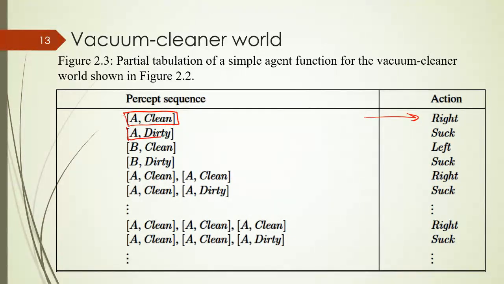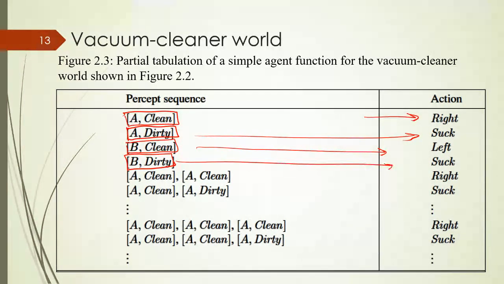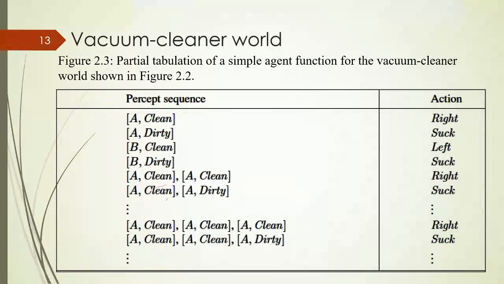If you are in A and it's dirty, then suck up. If you are in B and it's clean, move left. If you are in B and dirty, suck up. If you are in A and it's clean, go to the right. If you are in A and A is dirty, just suck up. And you can add more and make it more and more complicated. You can create a table to consider all possible situations.